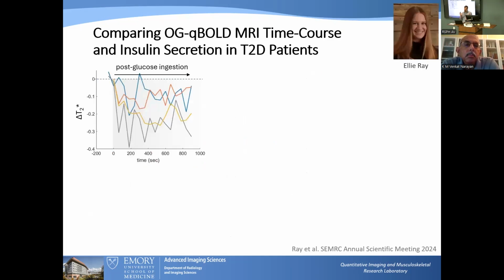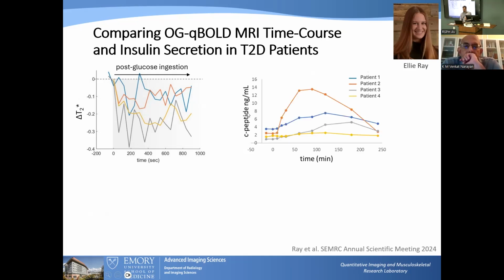So to break this down within the diabetes subjects, we only had 4 of them, but we at least had real oral glucose tolerance measurements from these individuals. You can see that there's quite a bit of variation. This is their individual T2 star traces in time, color-coded by which subject they are. And this is their C-peptide from their oral glucose tolerance test. So you can see there's variability in their insulin secretion, and there's variability in their bold response.